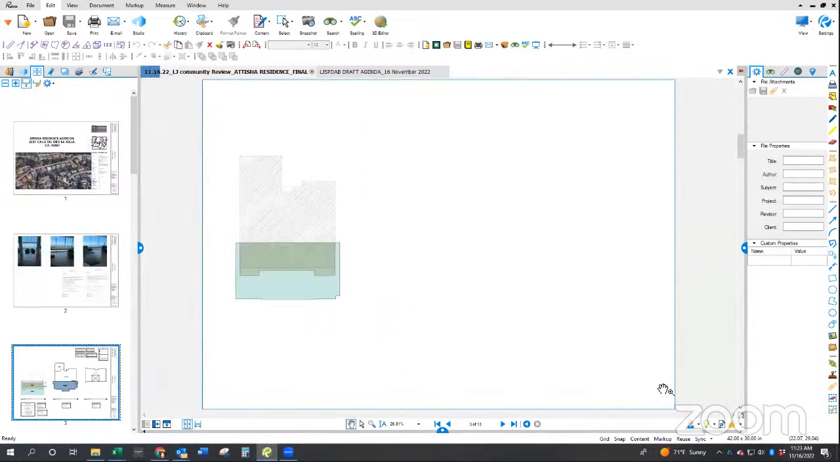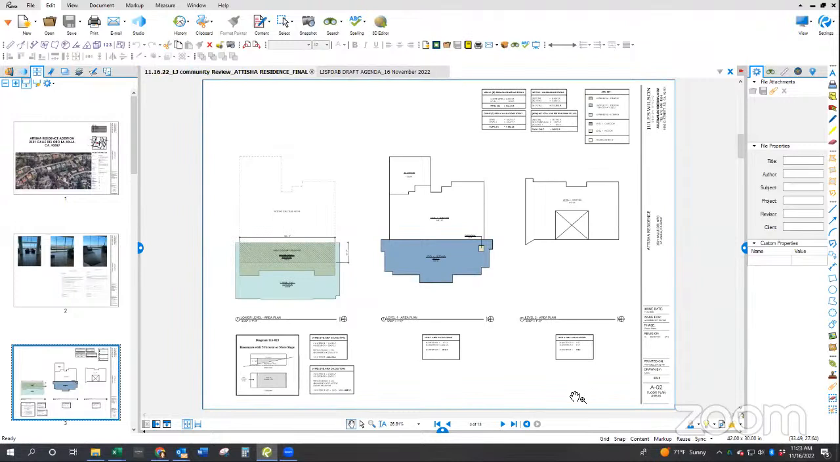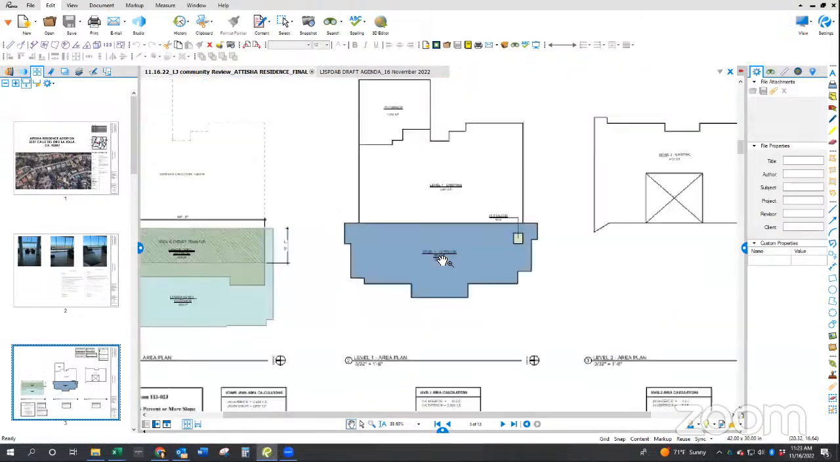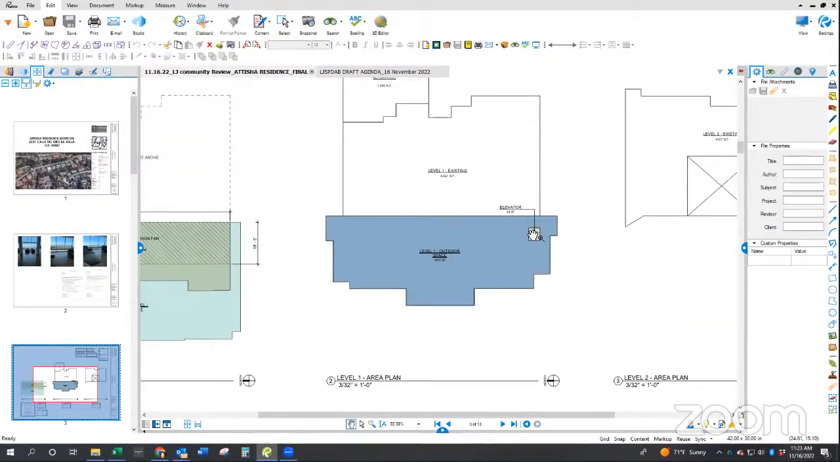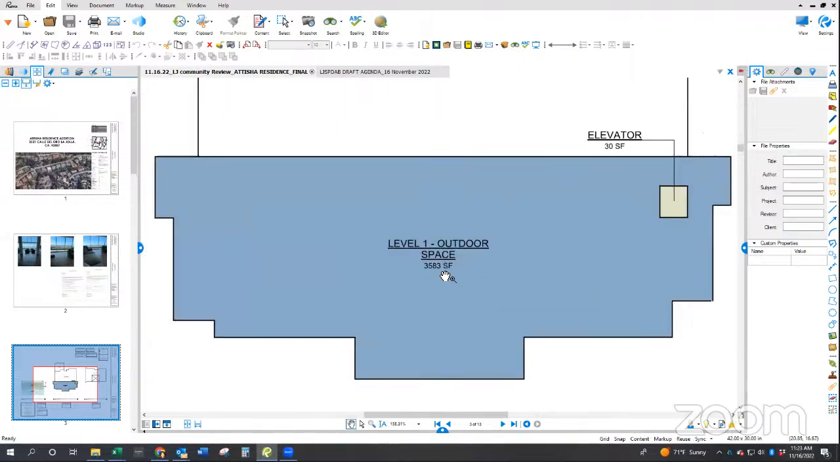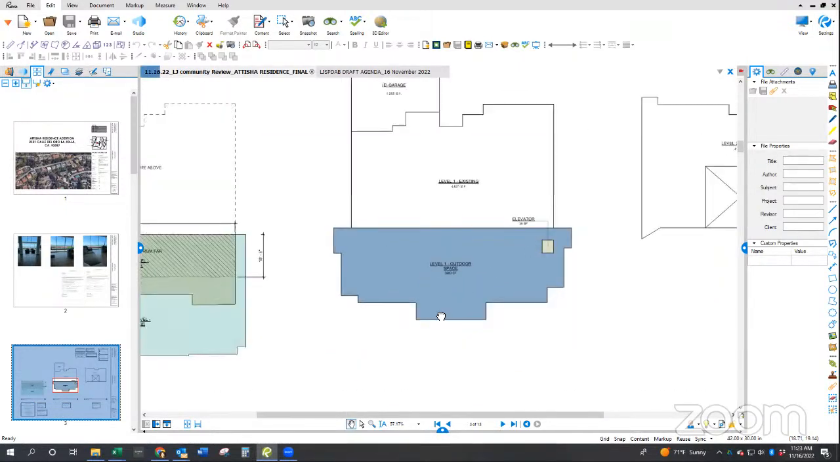Next, I'd like to talk about the changes. We are proposing to go from a 49% lot coverage to a 53% coverage. You can see the existing building second floor, no change. The level 1 ground floor, first floor, if we want to call it. We are adding 30 square feet, which is an elevator, but we are proposing to remodel in hardscape 3583 square feet.